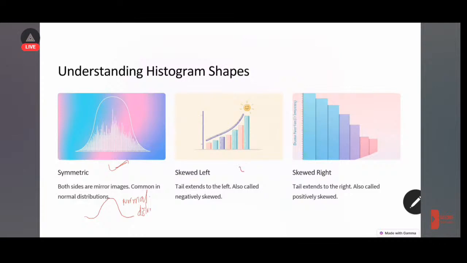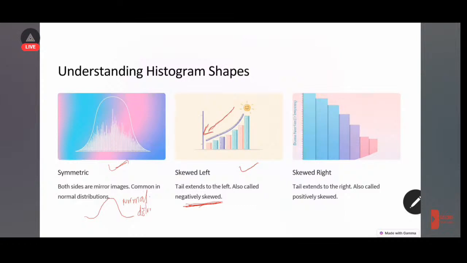If you look at the second shape, this is called skewed to the left. Why? The easiest way to get this is you can see it coming down. So the tail extends to the left, also called negatively skewed, just like in the form of decreasing. This is called skewed to the left.